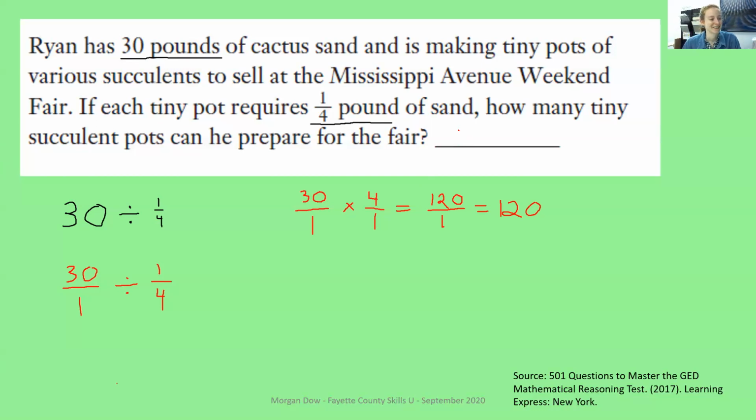Excuse me. So our final answer here is 120 tiny pots.